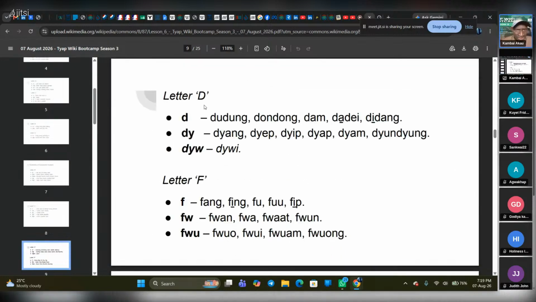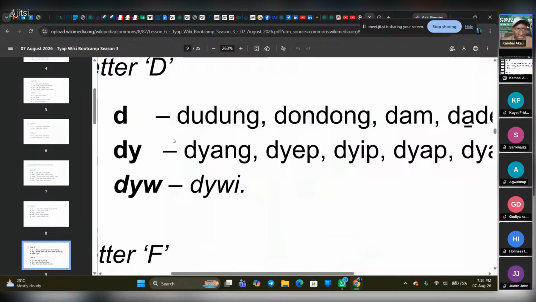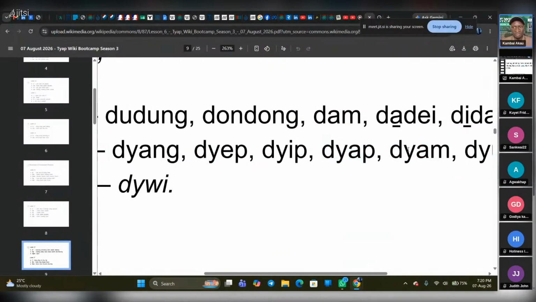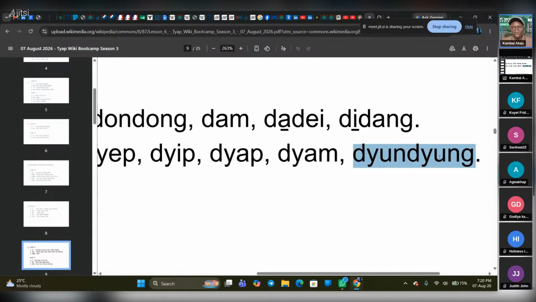And then we have letter D. Under letter D, we have dudung, dondong, dam, dede, and then dedang. These are pure D sounds and words that have pure D sound. And then we have the palatal D sound, under which we have diang, diep, deep, diap, and then diam and dun, which is black.